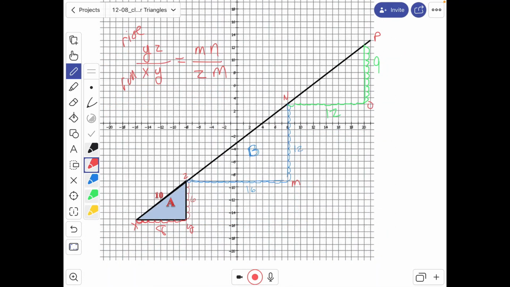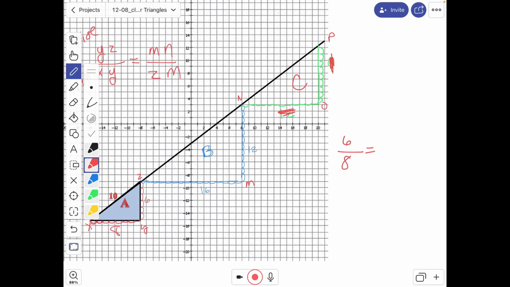You can also use that proportion to find missing numbers. For example, let's say we didn't know what this triangle over here, what the measurements were. And let's call it C. So if I used a proportion, I know it's similar because it's on the same line to the first one. I can use a proportion to find its measurements if I just know at least one of them. So let's say I know the run was 12. I can solve the proportion.